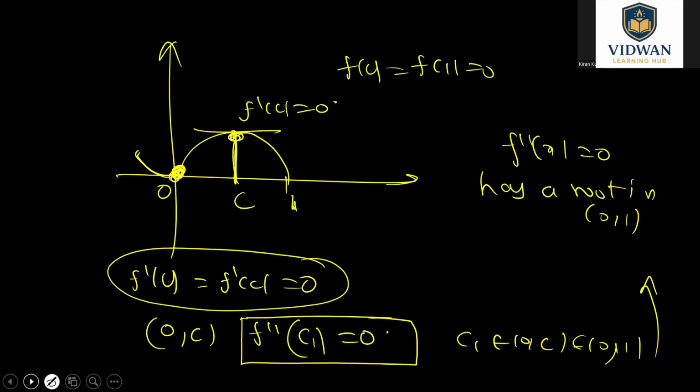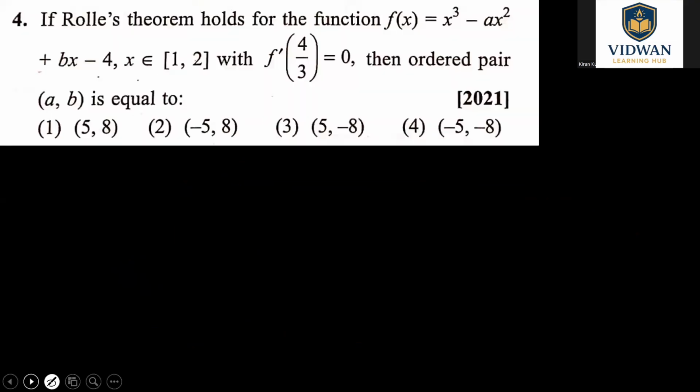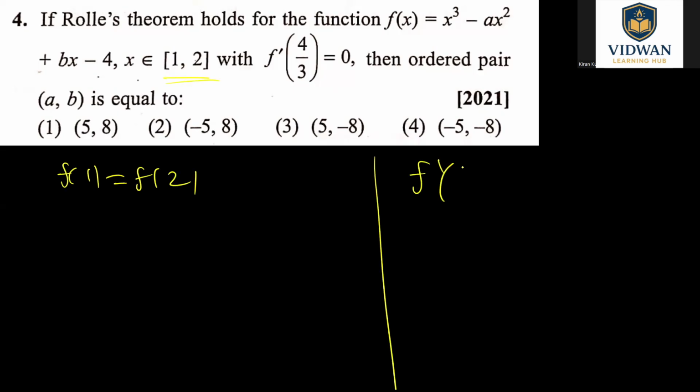So let's move on to the next question. All of you try the fourth one. If Rolle's theorem holds for this function, what is the ordered pair AB? What is the first condition for Rolle's theorem? If it is valid in this interval, f of 1 equal to f of 2 we can use. Second condition, they already specified f dash of 4 by 3 is 0. So you have two unknowns and two conditions. You can easily solve and find out.